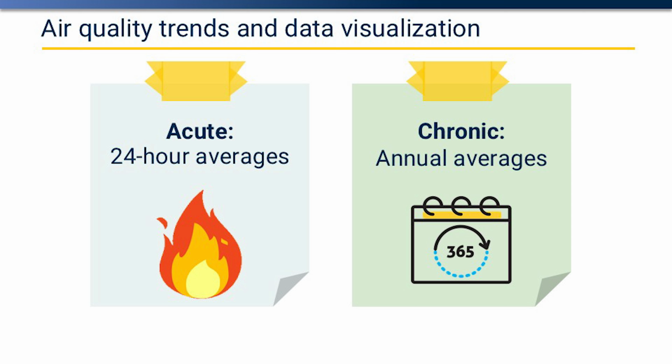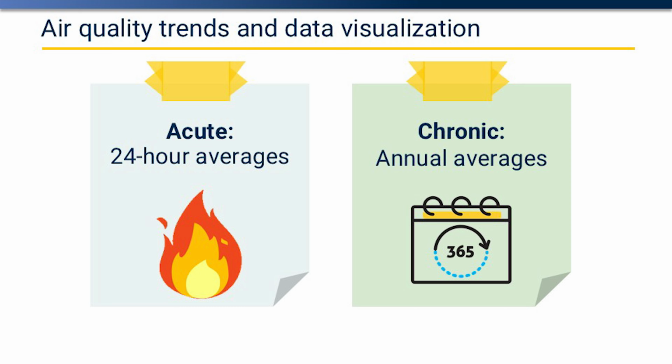Looking at trends is also important for understanding health exposures. An acute exposure, or short-term exposure, might be something like a fire, and it would be more logical to look at 24-hour averages. A long-term or chronic exposure is what we would consider the annual PM2.5 concentration averages to be. In that case, it would make more sense to look at annual averages over a number of years.